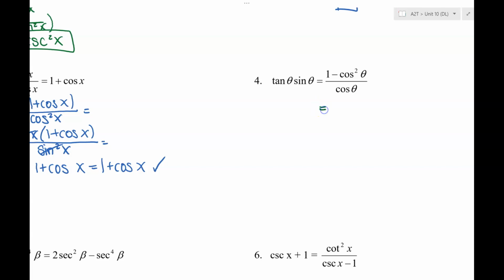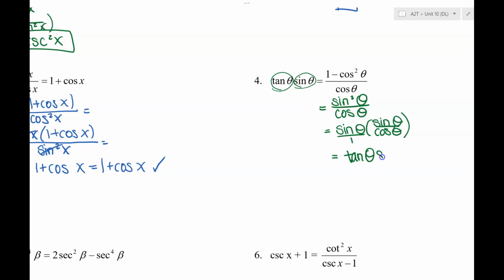But I know that in my numerator, 1 minus cosine squared theta is sine squared theta over cosine theta. Okay, now you might be stuck, but remember where you're going. You need one sine and sine over cosine. So all I'm going to do is pull out a sine theta and then multiply it by sine theta over cosine theta. Yeah, this is over 1, so you're totally allowed to do that. And then you're left with tan theta, sine theta, which is exactly what you were trying to get at. And you're done. Rad.